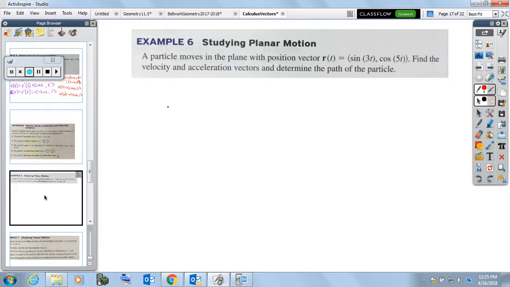Well, let's go ahead and find out what the velocity is. We've already said that r of t is equal to sine 3t, and the y coordinate is cosine of 5t. Like I said, I really should be either bolding these r's or putting the little arrow under them, to identify that they are not just functions, but vectors themselves.